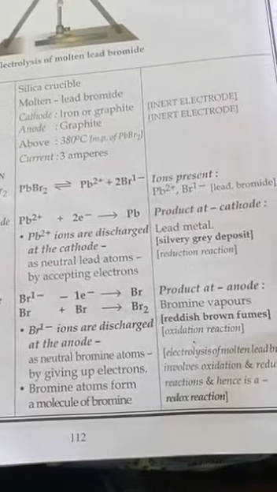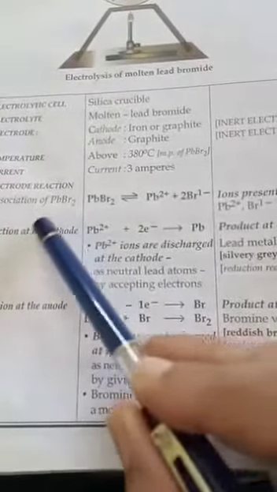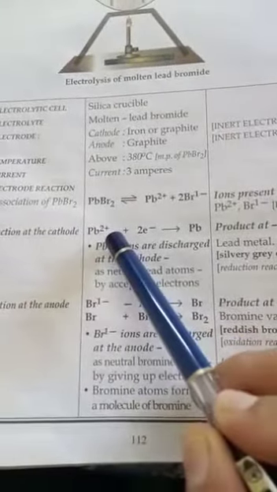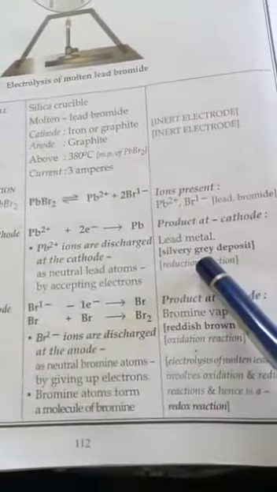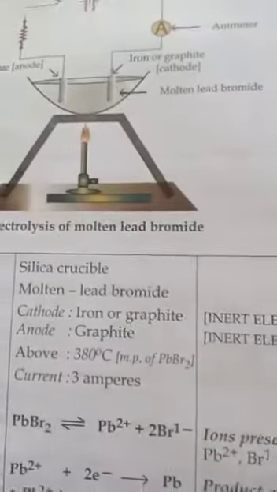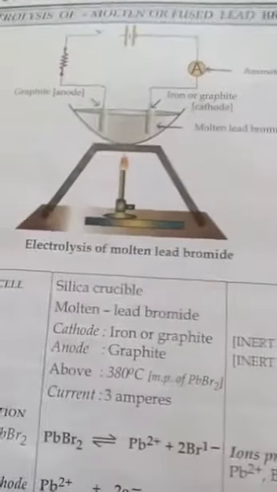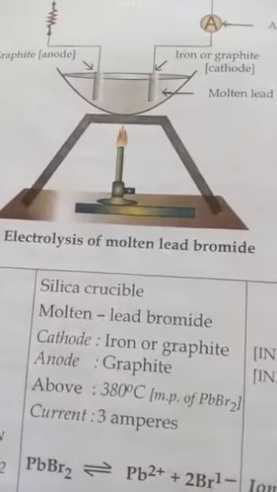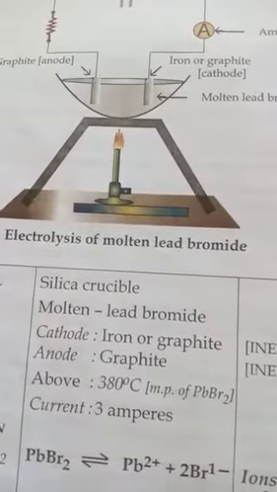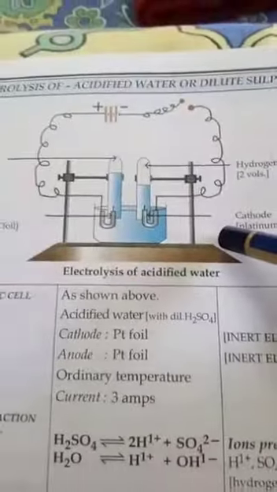Now remember one thing, metals always get deposited at the cathode because metals form positive ions. Here we have used inert electrodes that do not participate in the process of electrolysis. Let us see one more example.